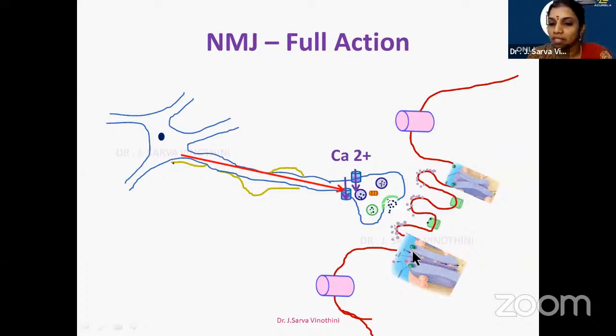So now when this potential is greater than the miniature end plate potential, because now lots of acetylcholine containing vesicles are released because of the calcium coming in and the vesicles being released. Now more than around 100 quanta are released. So in that case, lots of receptors are depolarized, and now the potential that is generated is greater than the miniature end plate potential. Now this is called as the end plate potential.